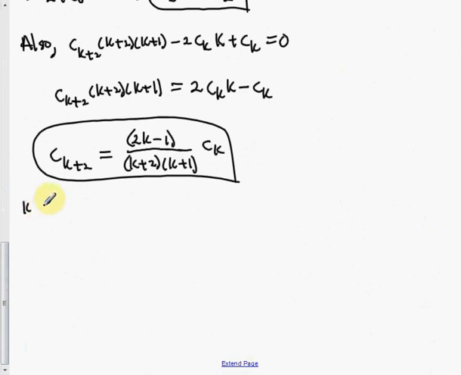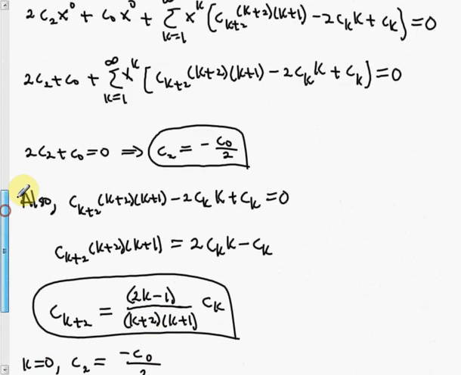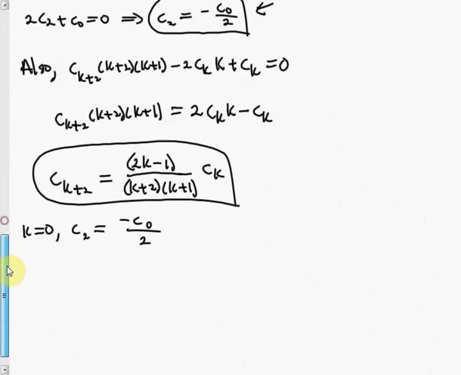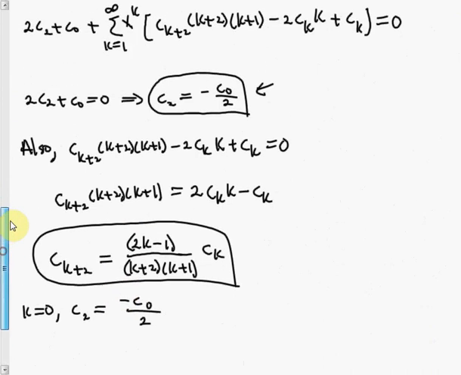So if we let k equal to 0, I get c sub 2 is equal to negative c sub 0, and that's all over, if k is equal to 0, that's just 2. But didn't we find that right here, right? That's the same thing, which is good because it lets us know that we're on the right track, right?